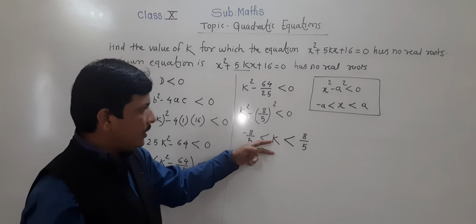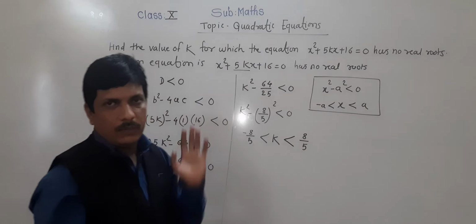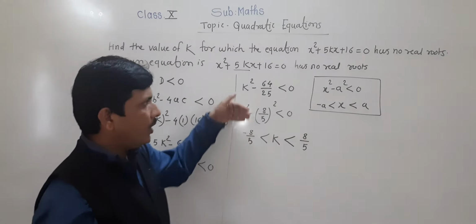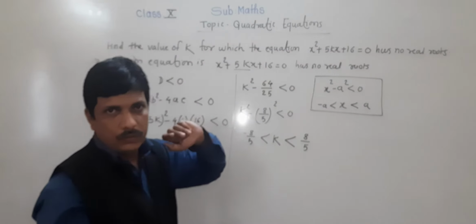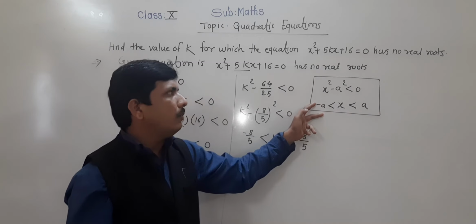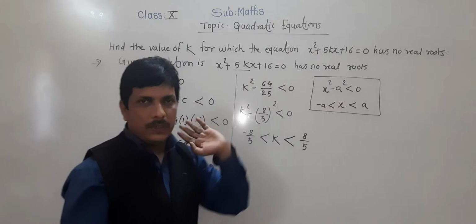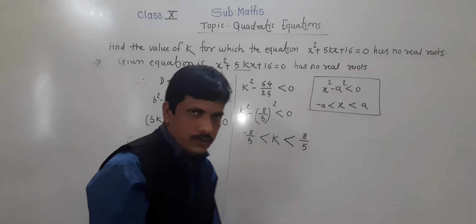Okay, k is greater than minus 8 upon 5 and k is smaller than plus 8 upon 5. Why have we done according to this result? x square minus a square is smaller than 0, because in that condition x is greater than minus a and smaller than plus a. So as per that we have done this.